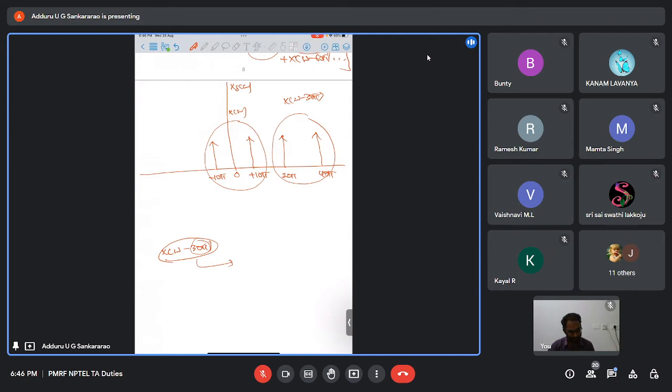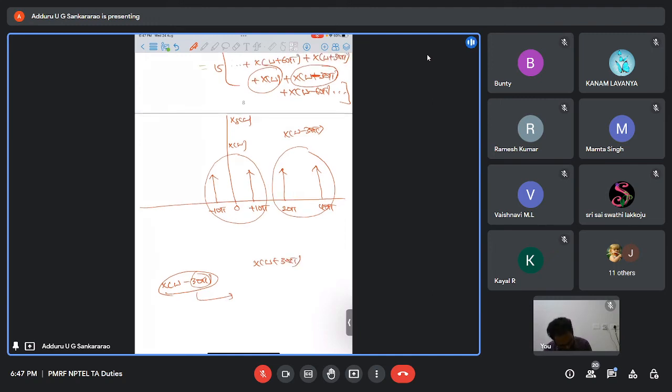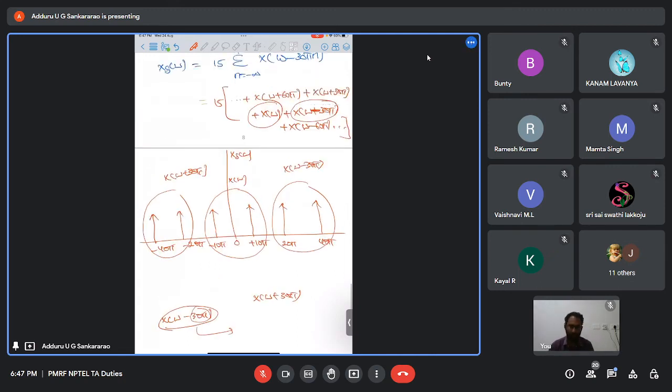Similarly, the left shift, that means X of omega plus 30 pi. X of omega plus 30 pi is a left shift. So the same X of omega we have to shift towards the left. You'll get two impulses at minus 20 pi and minus 40 pi. This is X of omega plus 30 pi. Like this, after that you have to draw X of omega plus 60 pi and X of omega minus 60 pi. Like that you will get infinite impulses.